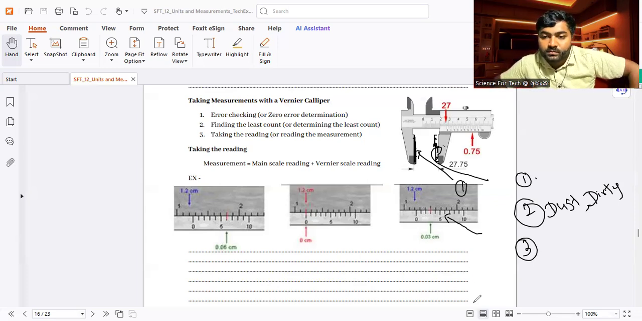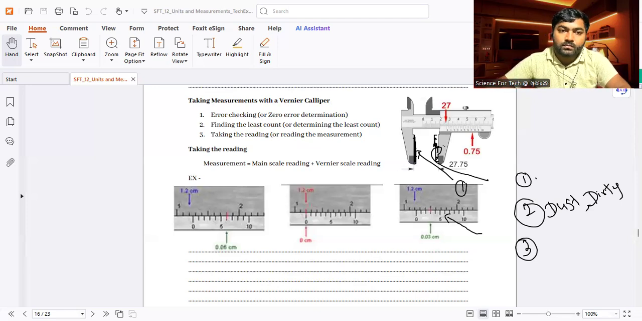Okay. Third one. Rusting can happen on jaw surfaces, causing a small layer.